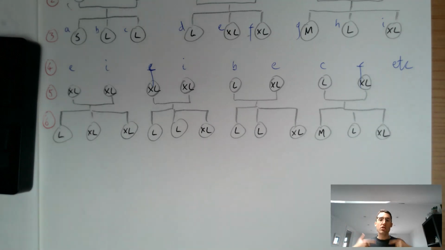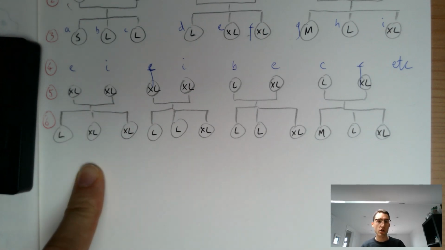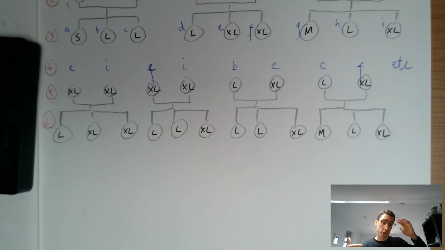And then the point is that you keep repeating this process until, if you were to do it, you'd be breeding extra large with extra large, and all of the offspring would have extra large muscles. This is how selective breeding works, but it takes many, many generations. This process goes on and on and on.